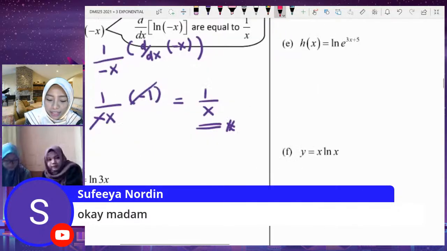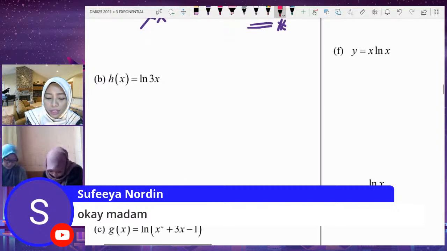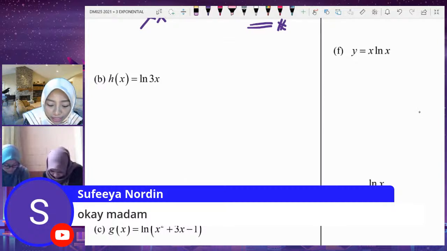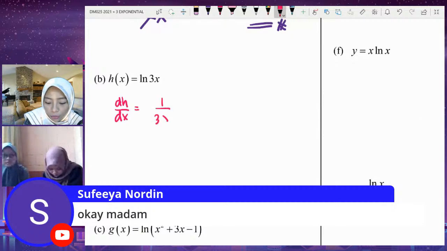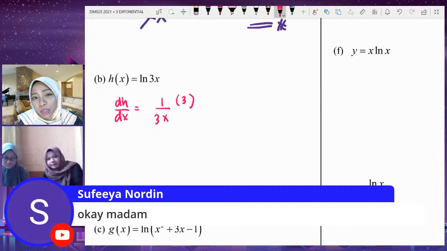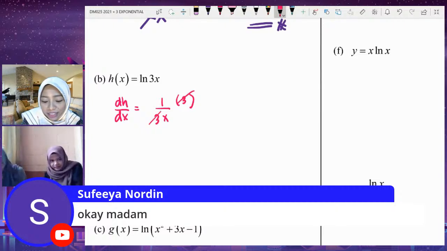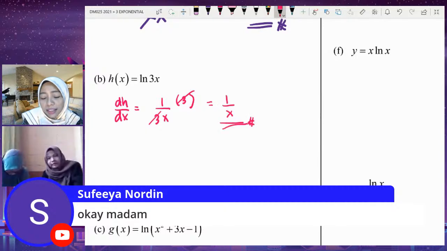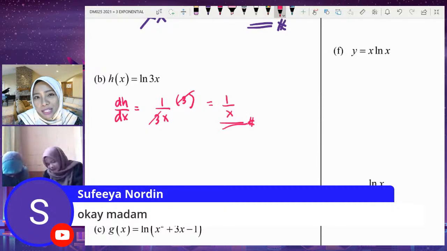Okay, let's look at the next question, ln 3x. Okay, ln 3x, so h prime x, or dh/dx. dh over dx is equals to 1 over 3x multiply with 3, because the differentiation of 3x will give us 3. Okay, 3 cancel out, therefore your answer will be 1 over x. Easy peasy, lemon squeezy.